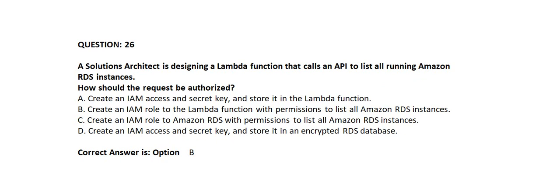Option B. Create an IAM role to the Lambda function with permissions to list all Amazon RDS instances. Option C. Create an IAM role to Amazon RDS with permissions to list all Amazon RDS instances. Option D. Create an IAM access and secret key and store it in an encrypted RDS database. Correct answer is option B. Create an IAM role to the Lambda function with permissions to list all Amazon RDS instances.